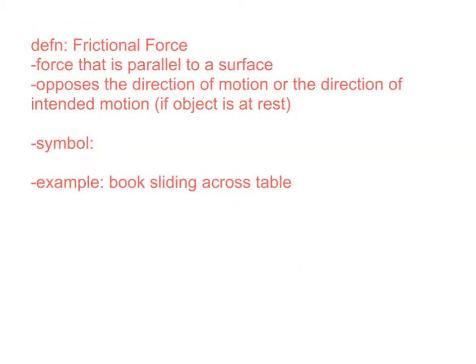Next we have a frictional force. A frictional force is going to be parallel to a surface. It's always going to oppose the direction of motion or the direction of the intended motion. So in other words, if something is at rest and on an angle, friction would oppose the direction that that object would slide if it were moving. The symbol for frictional force is a capital F with a subscript of capital F, and an example would be a book sliding across the table. So here's our table, here's our book, and it's now moving across the table. Frictional force is parallel to your surface, so it's going to point to the left because it's opposing the direction of motion. So going to the left would be a frictional force.